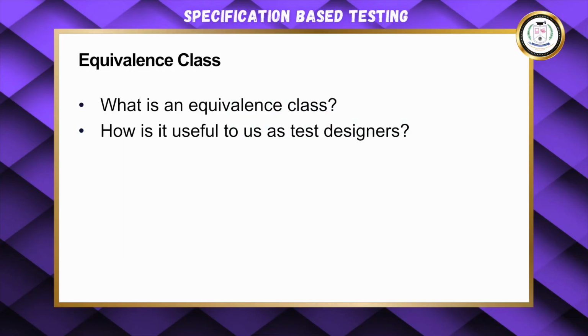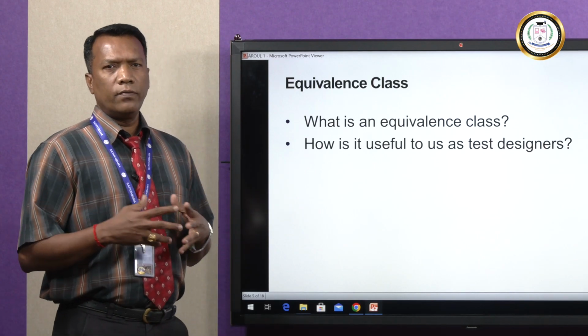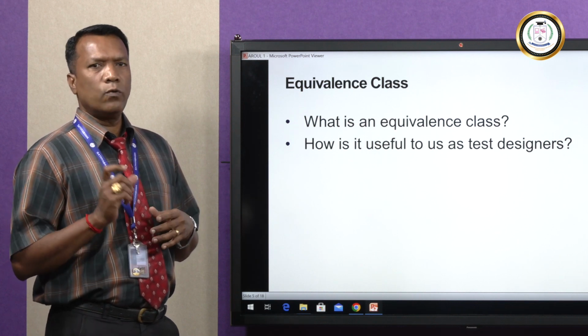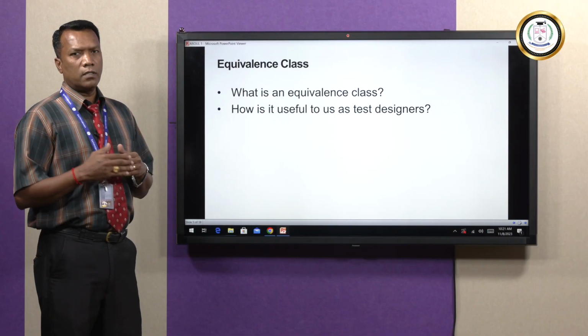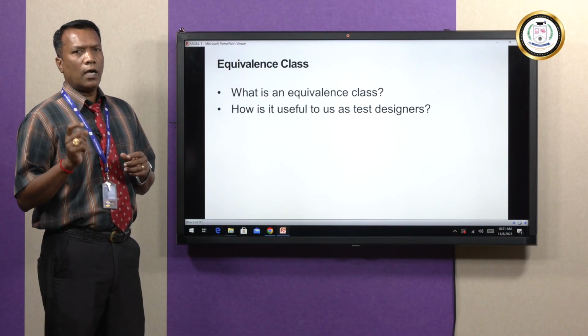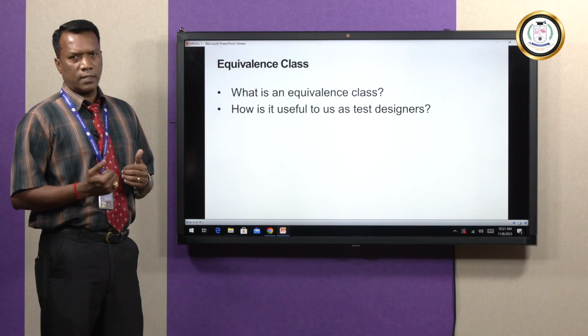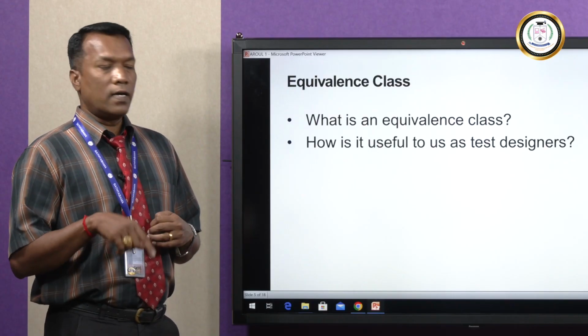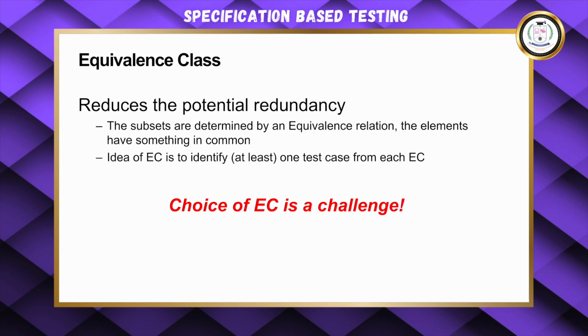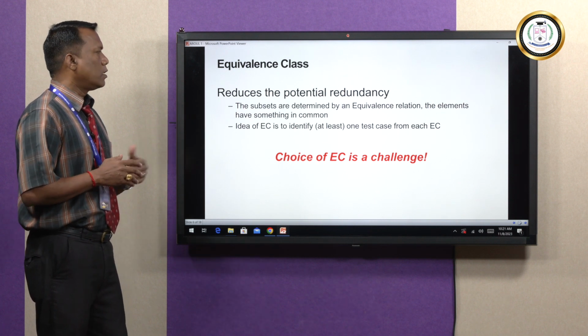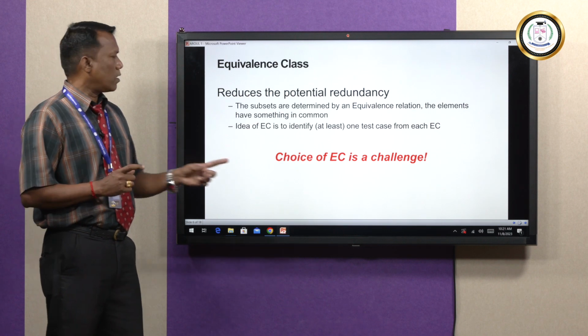How useful is the equivalence class? Instead of giving 1000 numbers, I divide them into 5 groups, and I can give only 5 inputs and check the test cases. From each of the 5 groups, I give only one element and test it. It is not necessary for me to waste a large amount of time on testing. I can divide the classes. That is the advantage of the equivalence class. It reduces potential redundancy: the subsets determined by the equivalence relation have something in common, so we group them with respect to the equivalence class. The least amount of inputs can be provided for the test cases.